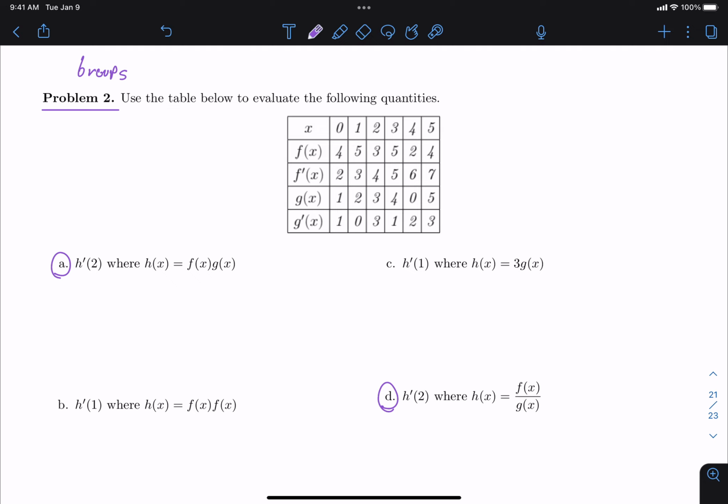So, if h of x is f of x times g of x, then what is h prime of x? It's f prime of x times g of x, plus f of x times g prime. Right? So let's write that down. So h prime of x is equal to that, and then we just put in the values.